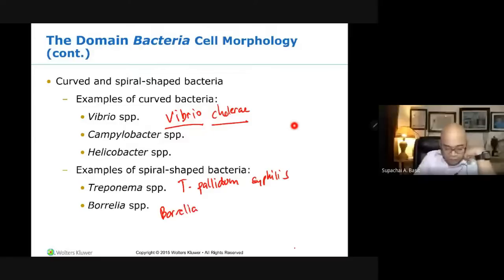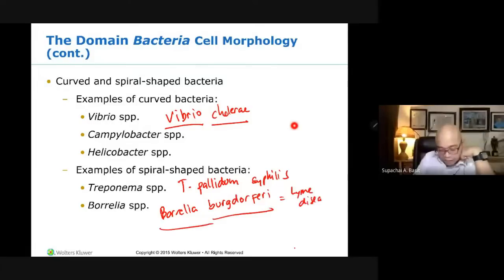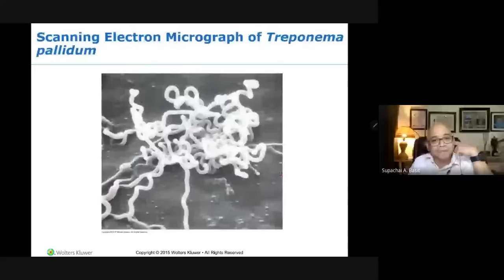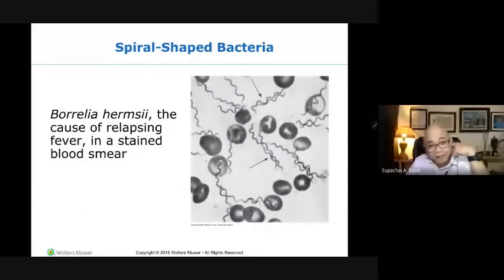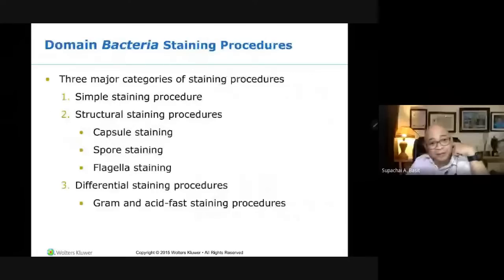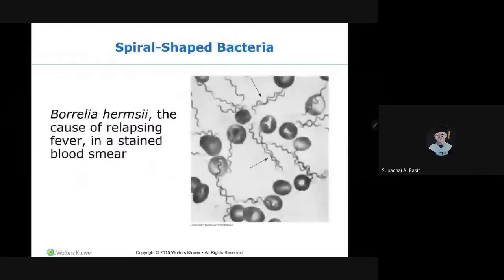Borrelia burgdorferi causes Lyme disease. Okay, so these are examples of medically important spiral-shaped bacteria. Here's an example of Treponema pallidum. Borrelia hermsii is another example of spiral-shaped bacteria that can cause relapsing fever.